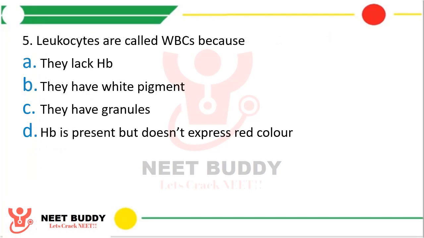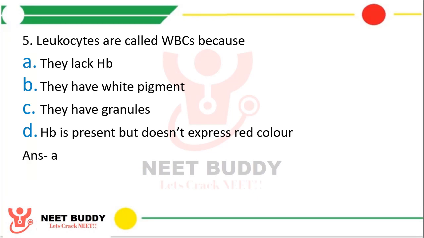Question 5. Leukocytes are called WBCs because option A, they lack hemoglobin. Option B, they have white pigment. Option C, they have granules. Or option D, hemoglobin is present but doesn't express its red color. Leukocytes are called WBCs because. The correct answer is option A, because they lack hemoglobin.